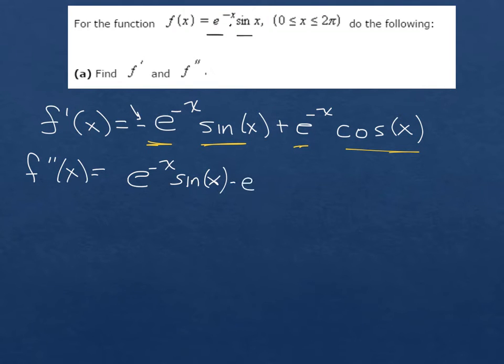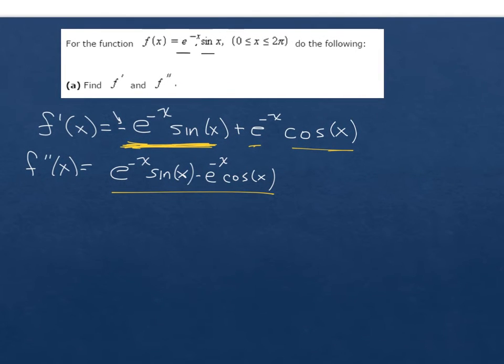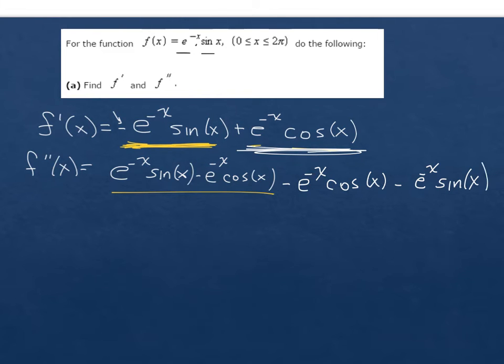Minus, I leave minus e to the negative x alone. The derivative of sine is cosine. So that was just this product rule. Then I'm going to do this product rule now. So I take the derivative of e to the negative x, which is going to be minus e to the negative x. I leave the cosine alone. I leave the e to the negative x alone. I take the derivative of cosine, which is minus sine. That's why I threw some space.